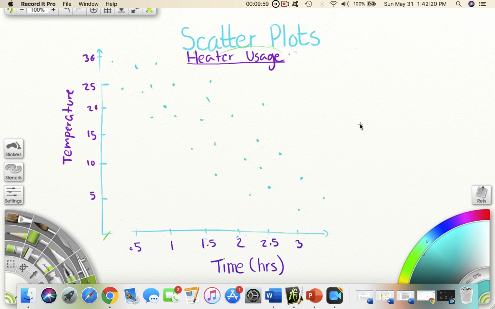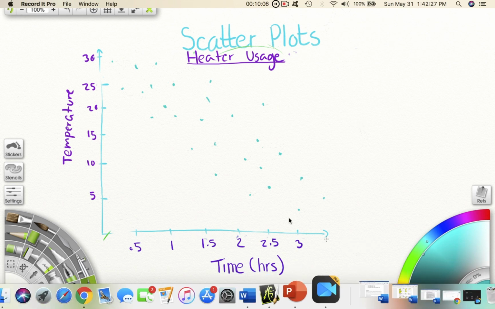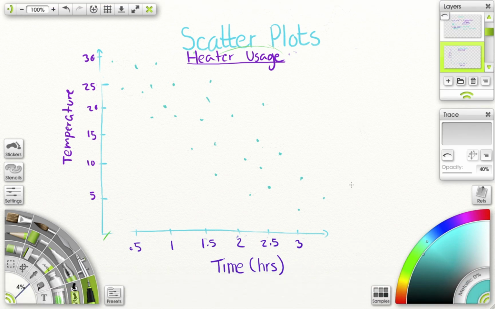This time it is the usage of the heater in terms of the temperature outside. So I'm talking about the time that the heater is being used throughout the day. Obviously higher temperature, less time, because if it's 30 degrees outside, the heater's probably not even going to go on all day. It's probably just going to be the air conditioning. So that means it's very low time, but very high temperature.